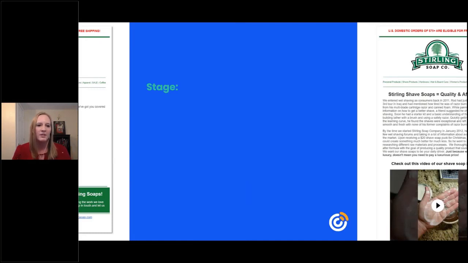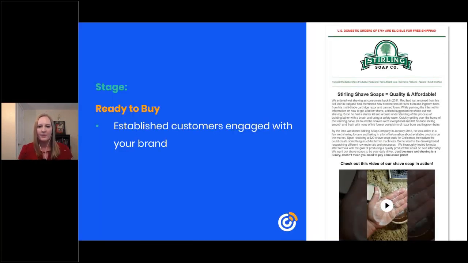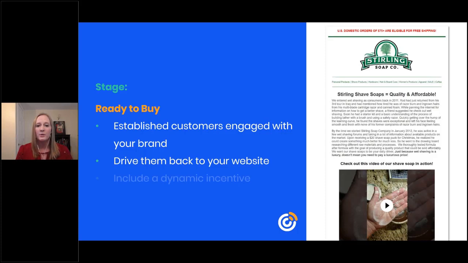The next stage I want to talk about here is ready to buy. This is where you can identify established users who are really engaged with your brand. You might give them a small push to drive an additional purchase. Now, users are going to become eligible for these emails simply by remaining active on your website or engaging with your brand through your emails or online store. And having a clear call to action is really important here. Again, drive people back to your website. And then also based on your incentive strategies, this is where you might also include a dynamic incentive.